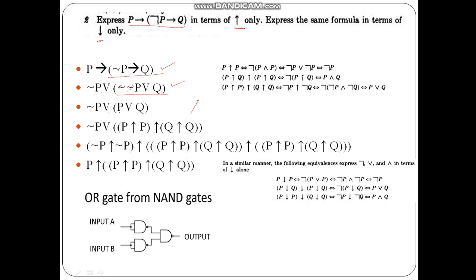Now if I consider only P or Q, previously we have discussed how to represent an ORing of two variables. So P or Q can be represented as (P NAND P) NAND (Q NAND Q). So this is the formula. The same thing I am doing here: (P NAND P) NAND (Q NAND Q). Now this is one equation, and the remaining is the NOT of P or Q, which is this complete formula now.